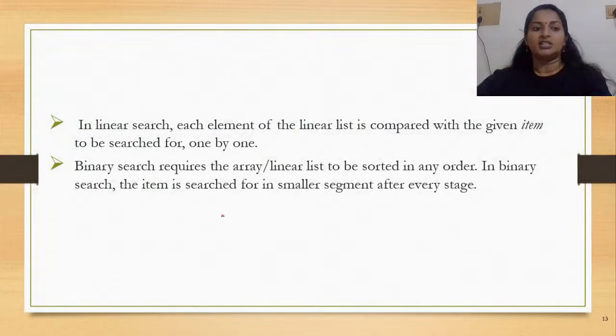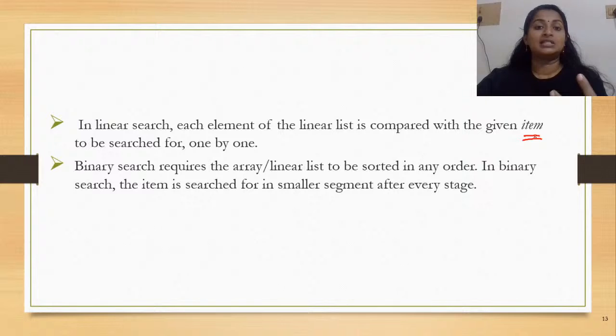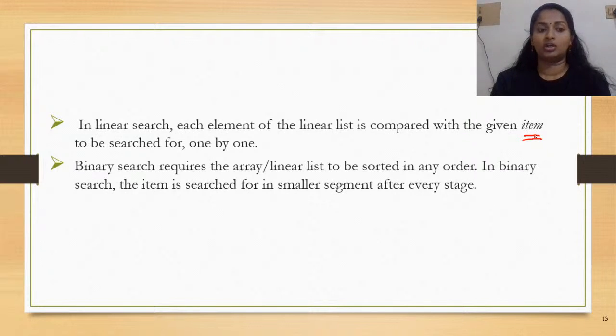Okay. So in linear search, each element of the linear list is compared with the given item. Now, what is the item here? It is a key value which you need to find whether it exists inside the list or not. Or it is simply the value that is accepted from the user, and then you are trying to check whether this value is present inside your list or not.